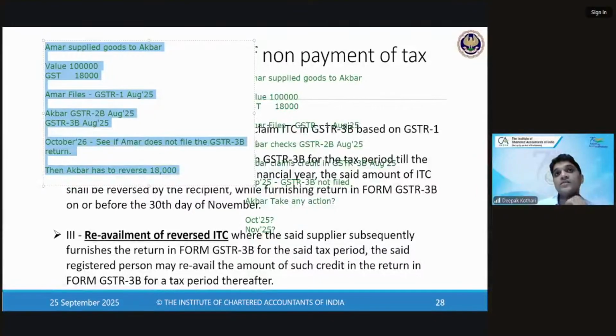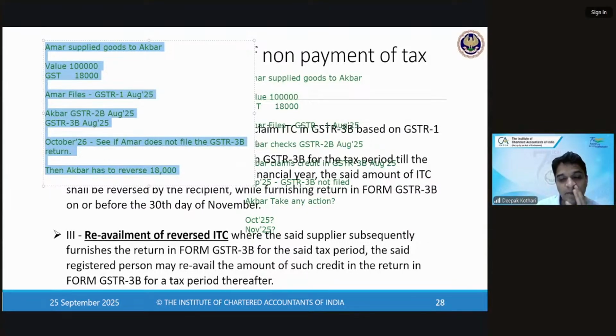Clear, sir? Even though the transaction is this year, don't think that you have to reverse it in this year itself. You have to reverse it in the November of the subsequent year. Irrespective of monthly or quarterly, Aditya, doesn't matter. In September, he has to reverse? No. In October of the subsequent month, he has to reverse it.